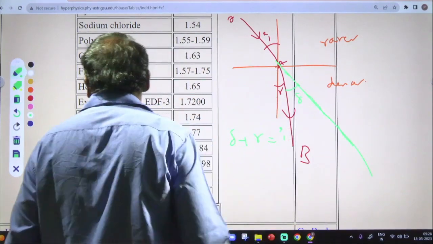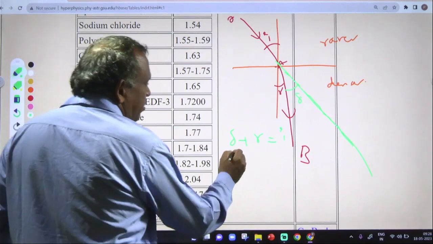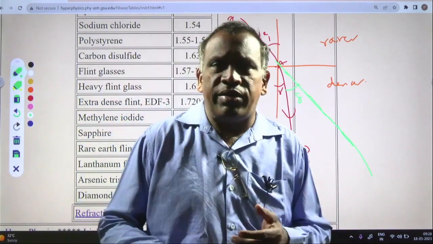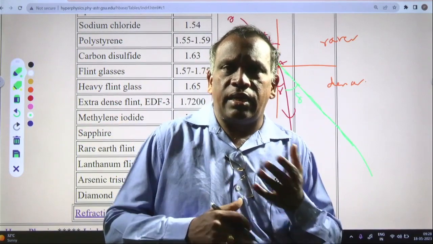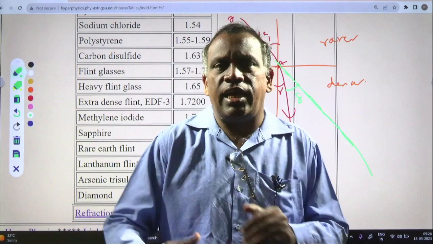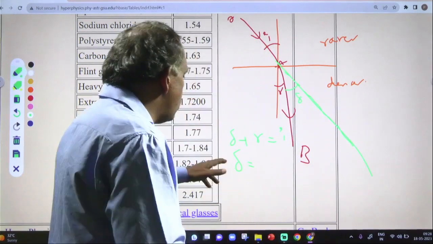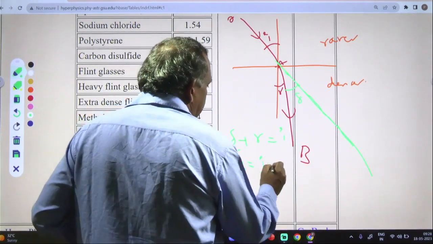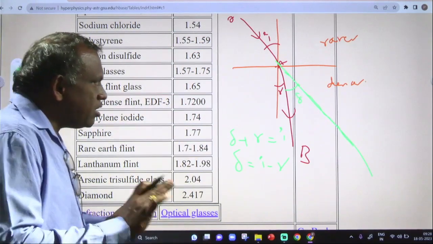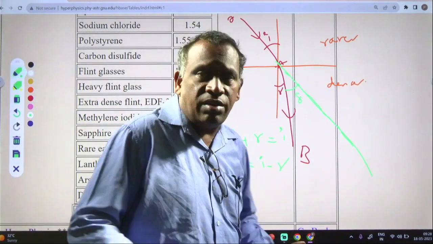So that's why the angle of deviation plus refraction is equal to angle of incidence. The angle of deviation is nothing but the angle between the extended incident ray and the refracted ray. So the angle of deviation is i minus r. This is the way; the concepts are very, very important.